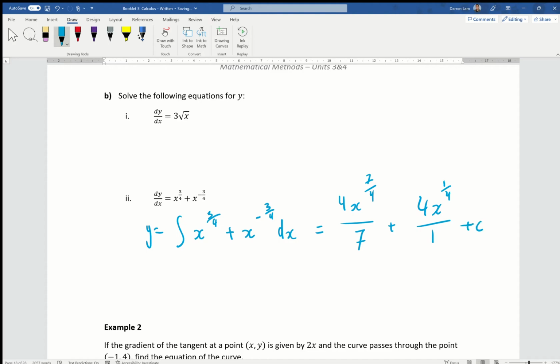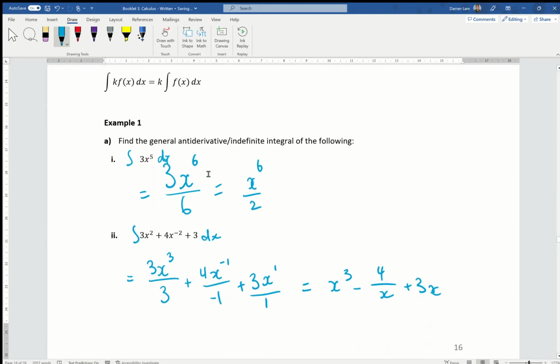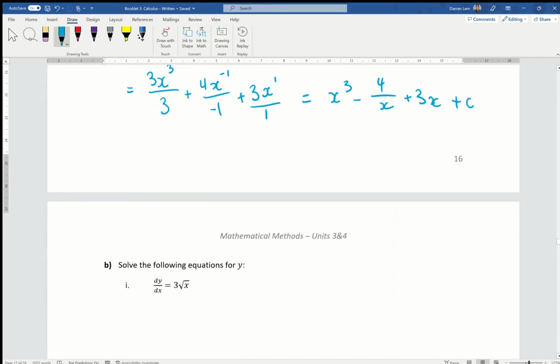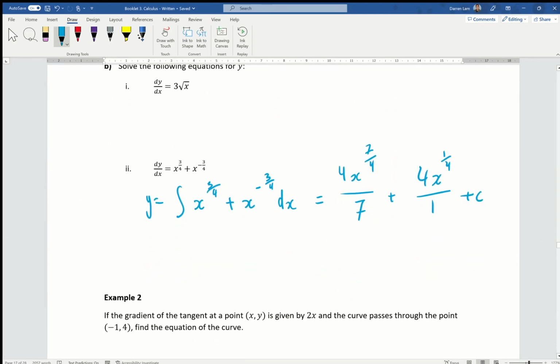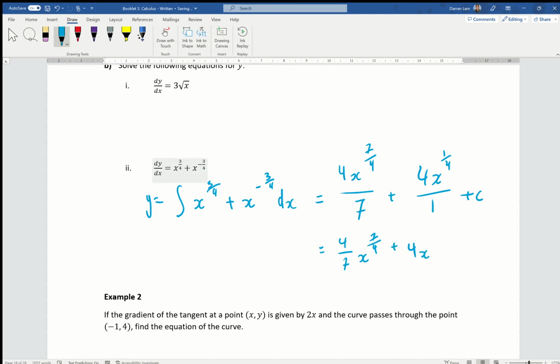Don't forget your plus c's, which I definitely forgot here. Please include your plus c's as well. General antiderivative, you must include your plus c's. If I ask for an example of an antiderivative, you don't need your plus c's. But in this case, general antiderivative, always include your plus c's. Of course, this would simplify to 4 over 7, x to the power of 7 over 4, and then plus 4x to the power of 1 over 4, plus c.